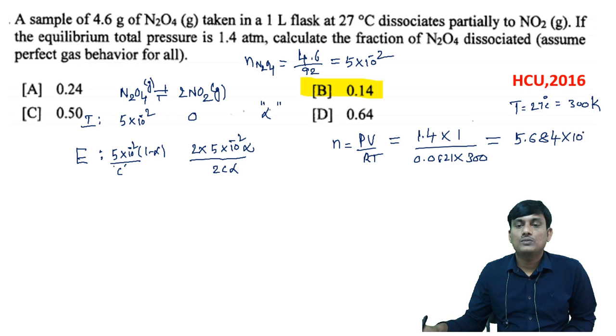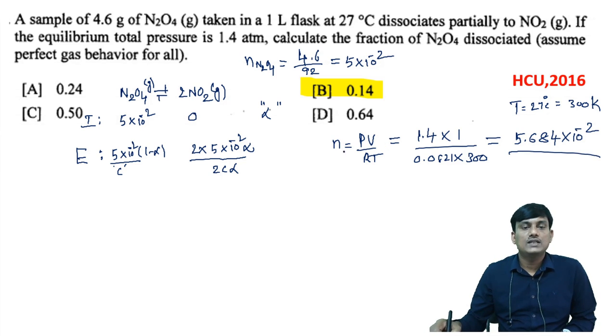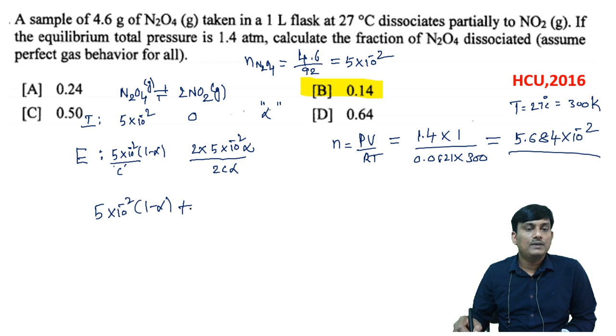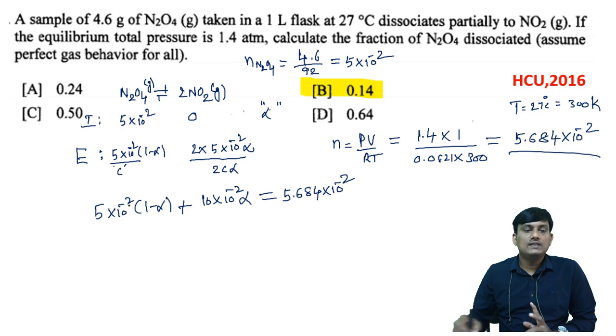5.684 into 10 to the power of minus 2. Okay, this is the total number of gaseous molecules at equilibrium. From this, the total number of gaseous molecules will be 5 into 10 to the power of minus 2 (1 minus alpha) plus 10 into 10 to the power of minus 2 alpha, is equal to, this is the total number of moles, 5.684 into 10 to the power of minus 2. Okay, when you solve this equation, you will finally get alpha is equal to 0.14.